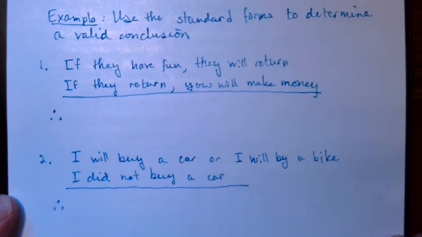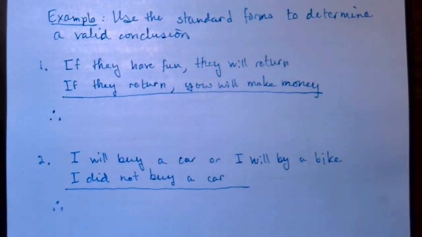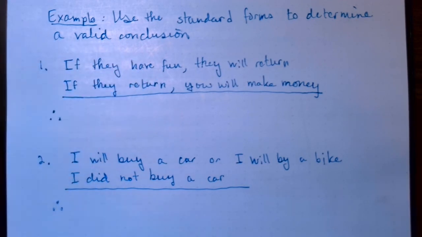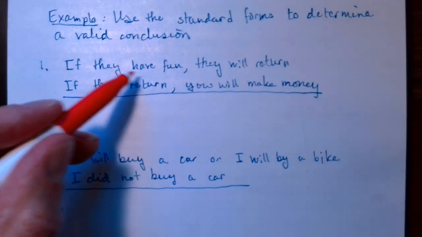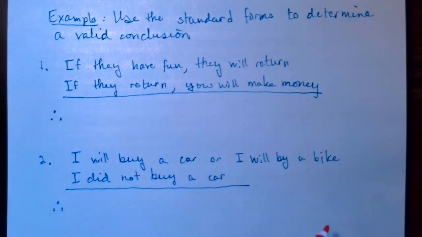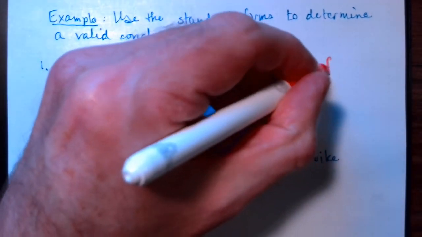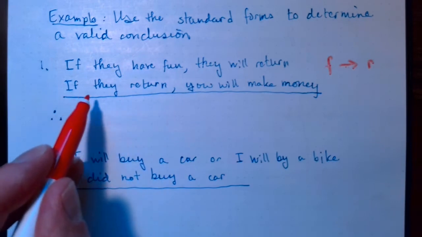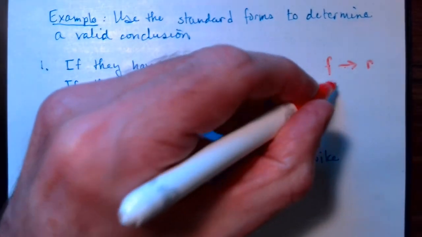So use the standard forms to determine a valid conclusion. If they have fun, then they will return. If they return, you will make money. Now let's think about what conclusion we can draw. Let me write this in symbols here. If they have fun, they will return. So if they have fun, then they return. If they return, you make money.